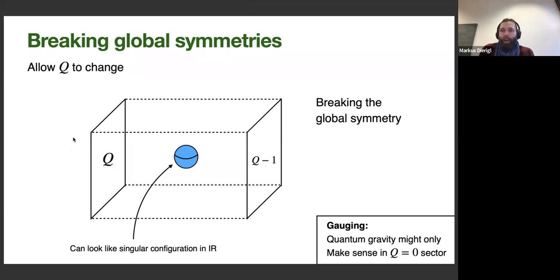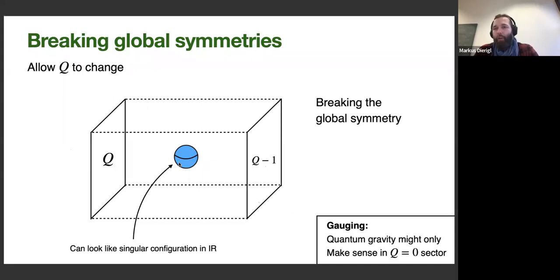Now, how can I do that? Well, I just told you that if I have a global charge Q that is preserved, I cannot connect to the trivial sector. So I should now include objects that can potentially look a bit violent from the deep IR perspective. They can correspond, for example, to singular gauge configurations that, however, change the global charge. And by doing so, the global charge is no longer conserved.